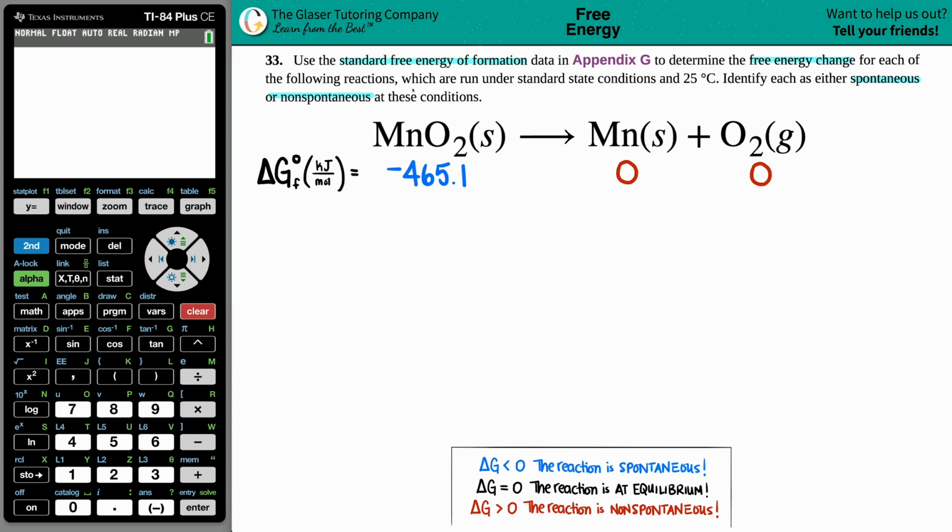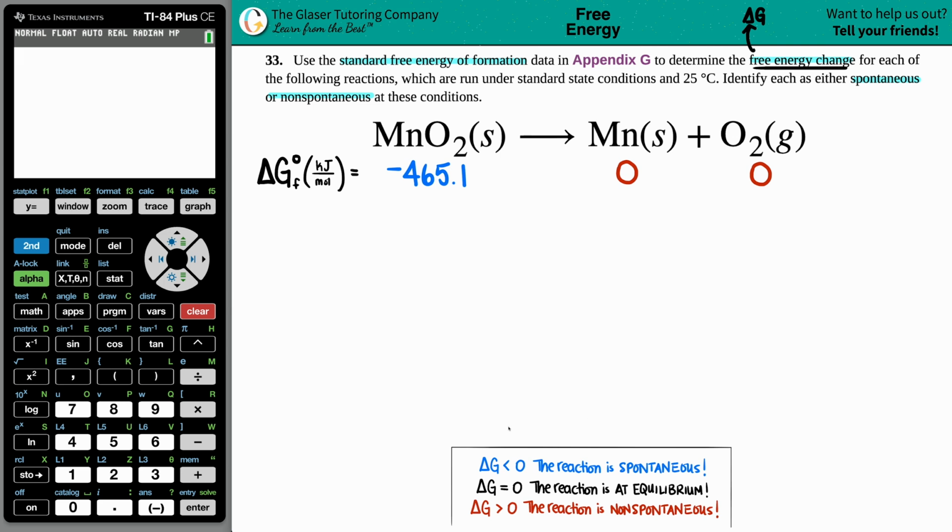Now, we have to find out what that free energy change is, right? When they're talking about a free energy change, any change is a delta sign. So we're looking for a delta. And free energy is always talking about Gibbs free energy, which is delta G.